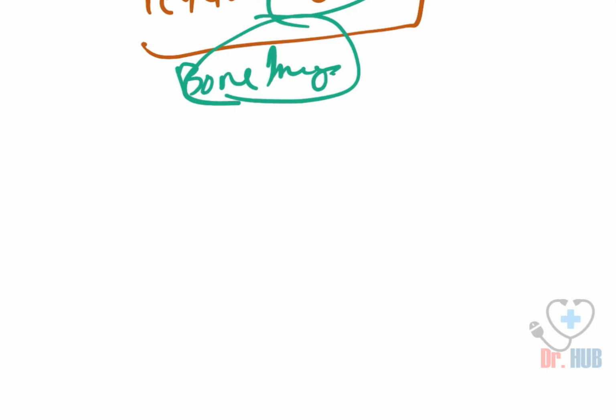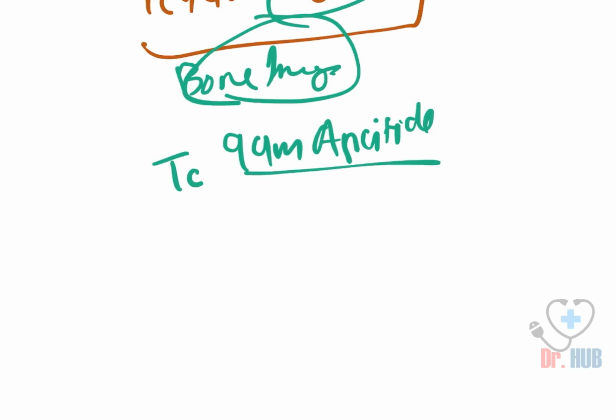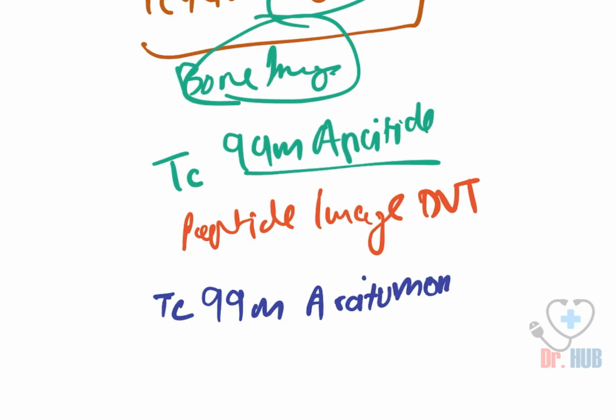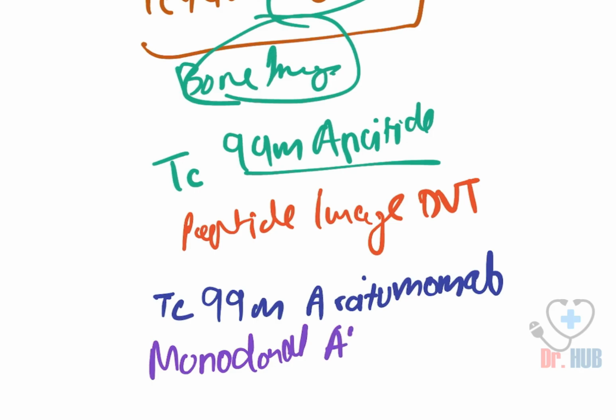Next, we move on to the TC99M abciximab. Abciximab is used in peptide imaging of the DVT. And after this, we see the TC99M RT RC2-MOMAP. In case of RC2-MOMAP, it is used as a monoclonal antibody, and this is for colorectal cancer.